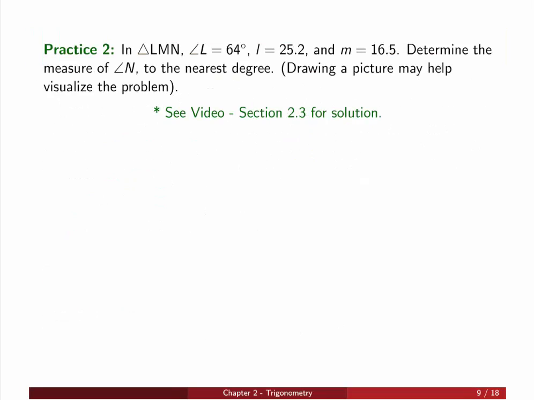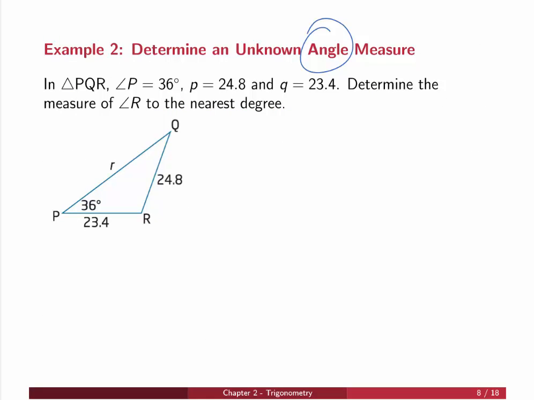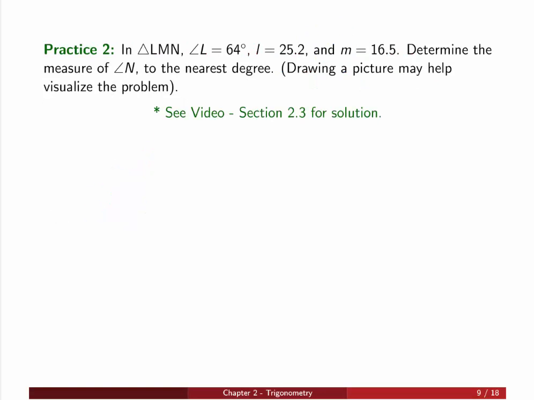Let's go ahead and solve this. Practice 2. In triangle LMN, angle L is equal to 64 degrees. Side length of L is 25.2 and M is 16.5. Determine the measure of angle N to the nearest degree. And of course, drawing a picture will help visualize this problem.